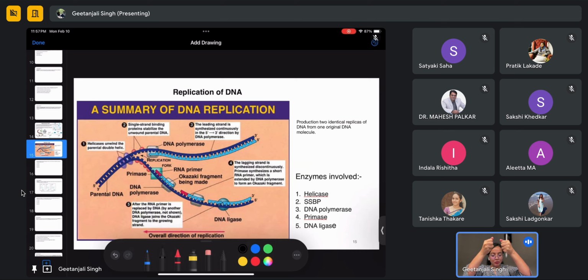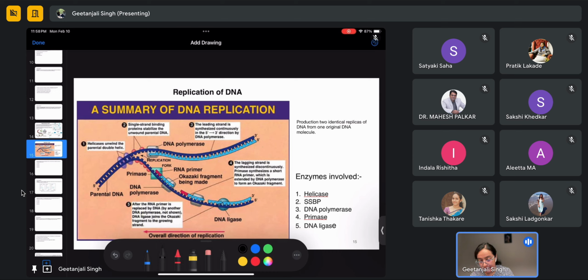Once DNA opens, it has a tendency to go back to its original position. The H bonds want to form again, the double and triple bonds. In order to keep the helix open, these proteins come. They stabilize the unwound parental DNA, and then DNA polymerase starts bringing the complementary base pairs from 5' direction to 3' direction.